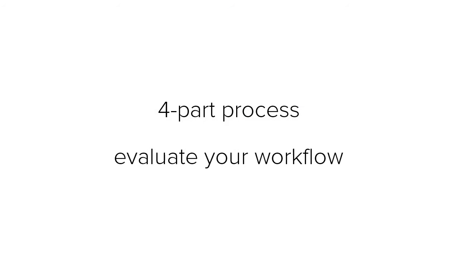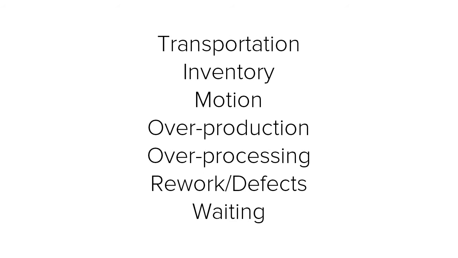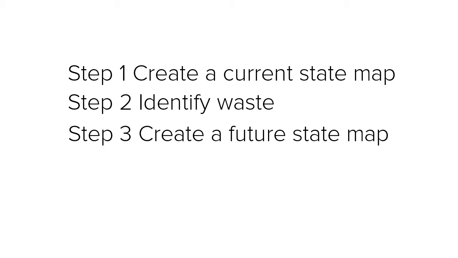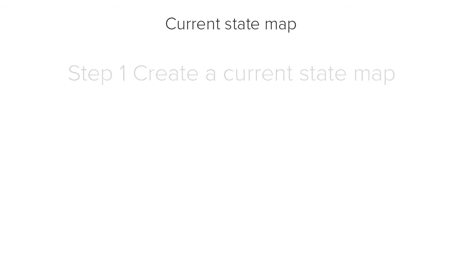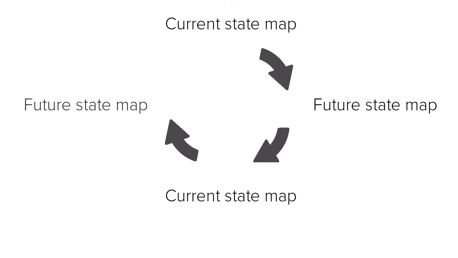You can follow a four-part process to evaluate your workflow with a value stream map. First, you create a current state map of your process as it is today. This helps you to identify, reduce, or eliminate any of these 7 wastes. Addressing the waste in your process helps you create an improved future state map. Finally, as you implement your future state map, it becomes your current state map, and the process starts all over again as you cycle through your continuous improvement efforts.